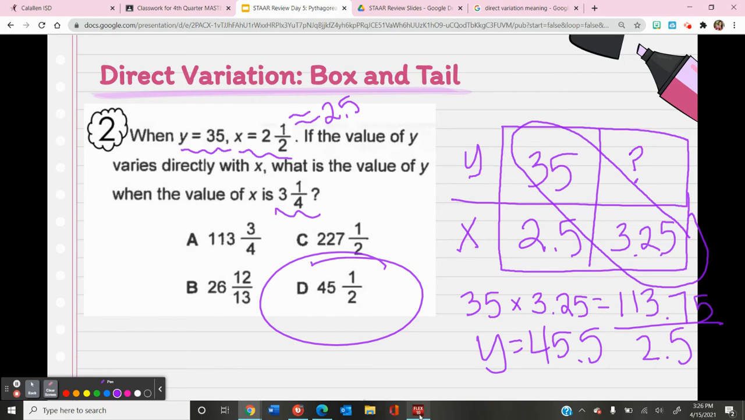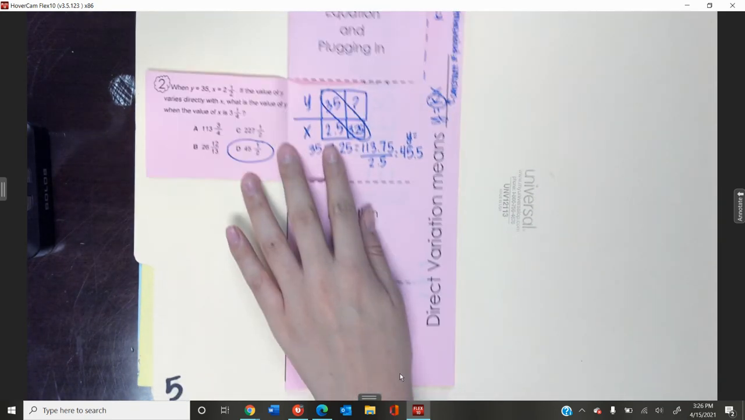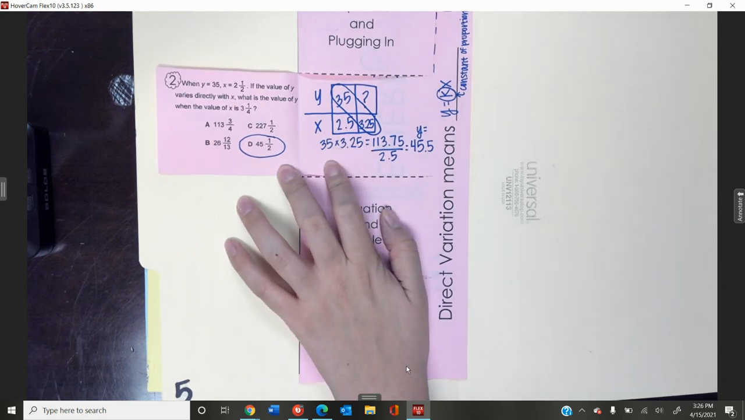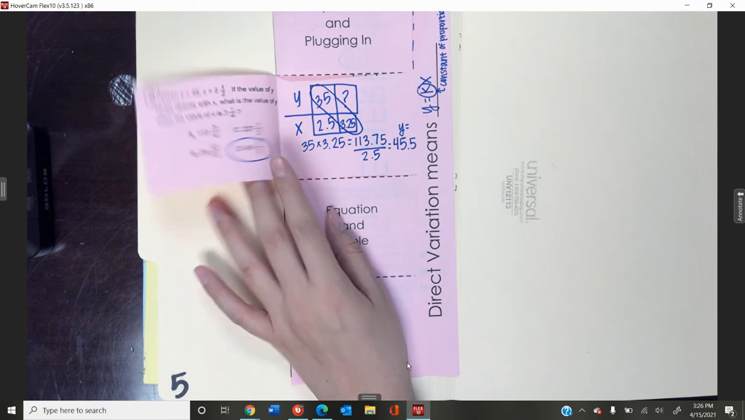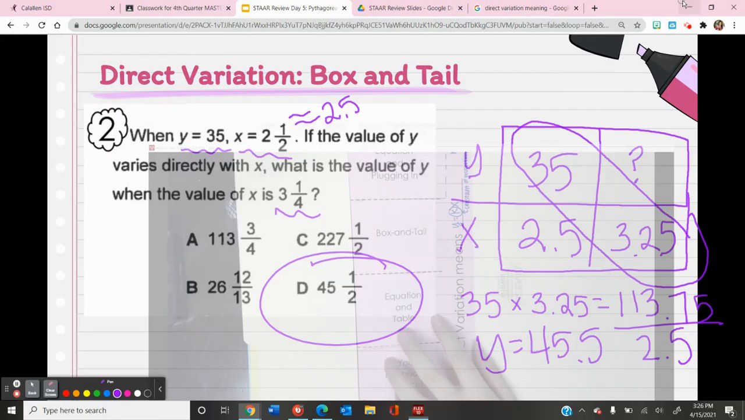So now looking at our foldable here for box and tail, this is everything you should have written down. Okay, so again, all we do is cross multiply and divide after we have finished setting this up. So that was example number 2 using box and tail. Now we're going to look at the equation and table example.